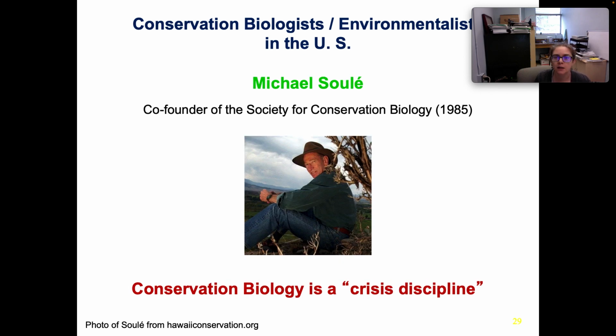A more recent figure is Michael Soule. He was the co-founder of the Society for Conservation Biology, which is an academic society of professional conservation biologists. And he died recently, but he wrote a lot of the foundational works about conservation biology, and put that it was a crisis discipline. So this idea that we have all these species that are in trouble, and we have to figure out how to prioritize with our limited resources to make sure we can save as many of them as possible.